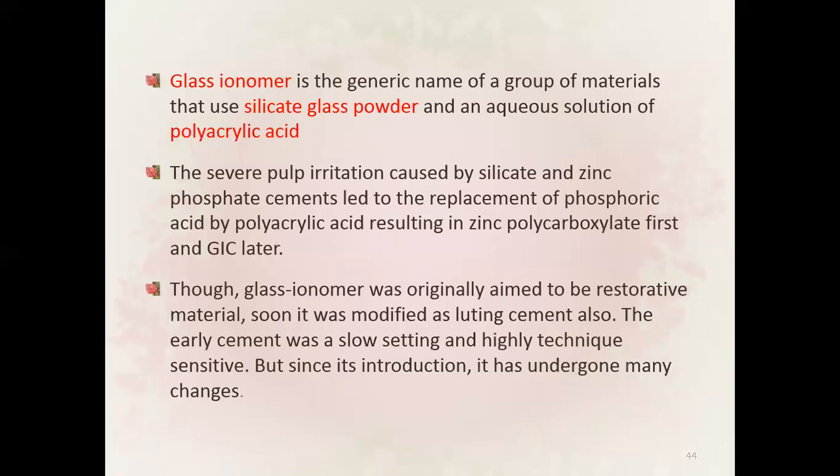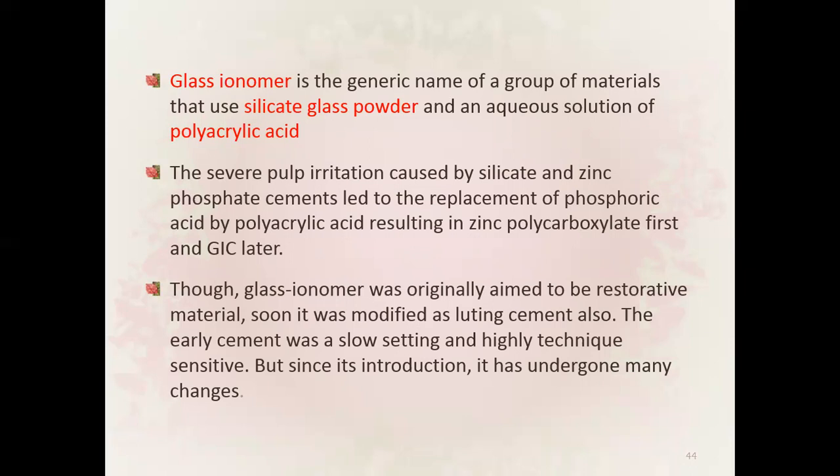Glass ionomer is the generic name of the group of materials that use silicate powder, glass powder and an aqueous solution of polyacrylic acid. Severe pulp irritation caused by silicate and zinc phosphate cement led to the replacement of phosphoric acid by polyacrylic acid, resulting in zinc polycarboxylate first and then GIC later.